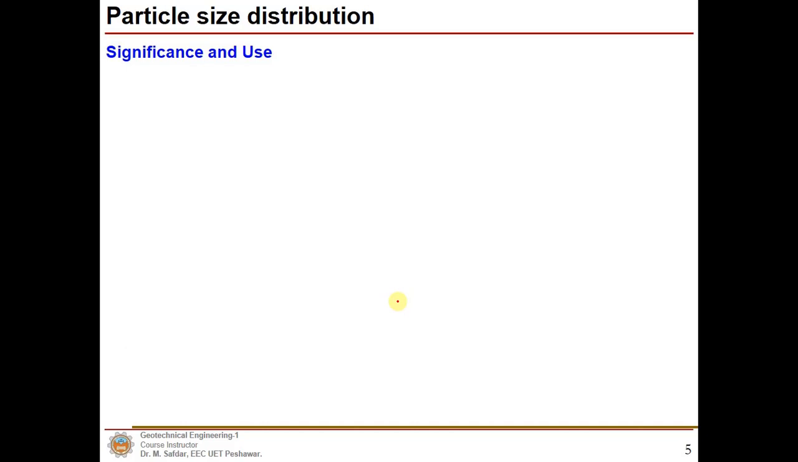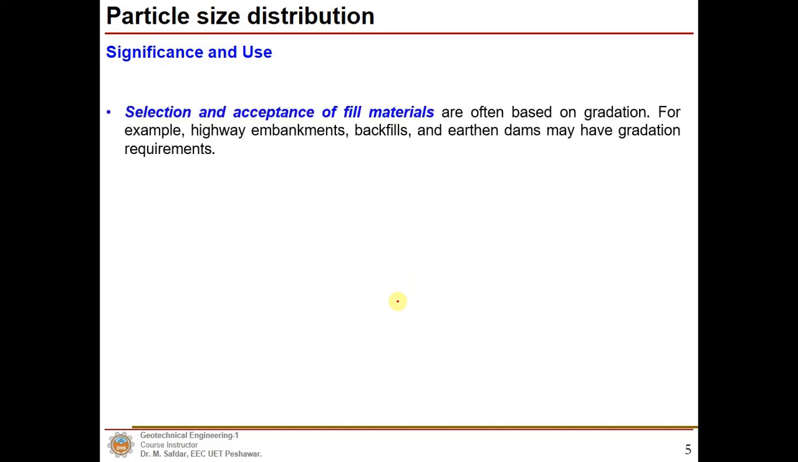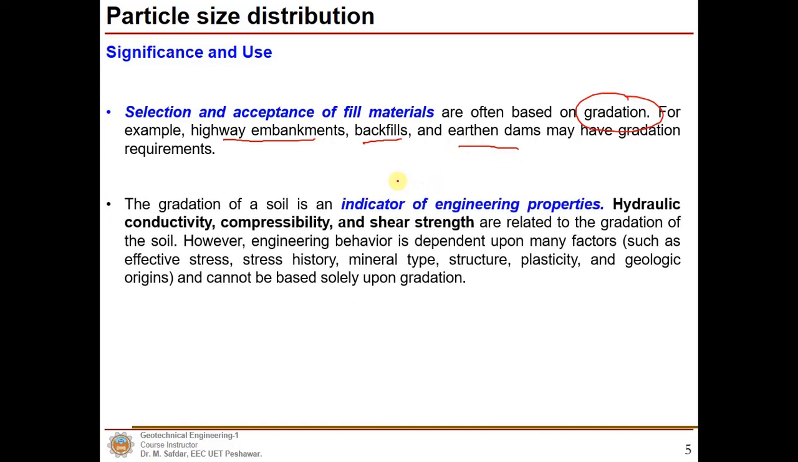Now, what is the significance and use of the particle size distribution? The selection and acceptance of fill materials are often based on the gradation. For example, highway embankments, backfills, earthen dams might have different size requirements. Now the question is that if we know the size, do we really know about the strength, compressibility and hydraulic conductivity characteristics?